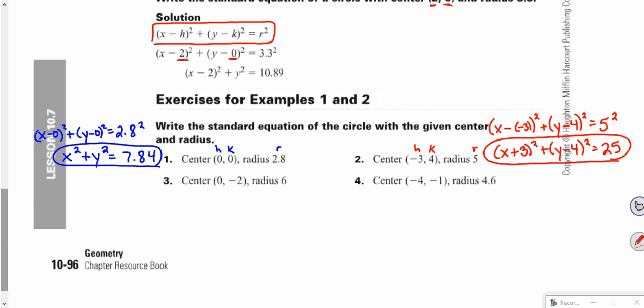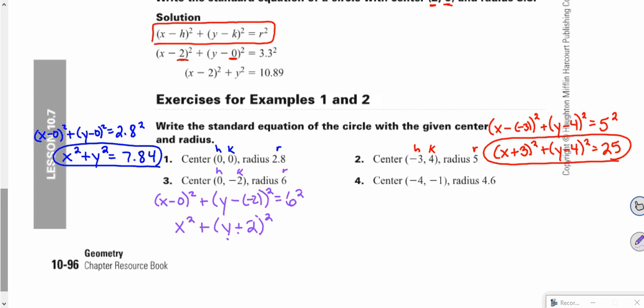Okay, just wanted to show you that that middle sign is going to change because it's x minus a negative 3. Okay, next one, same thing. Here's my h, here's my k, this is my r. So I've got x minus 0 squared plus y minus a negative 2 squared equals 6 squared. Okay, well, x squared plus y plus 2 squared.